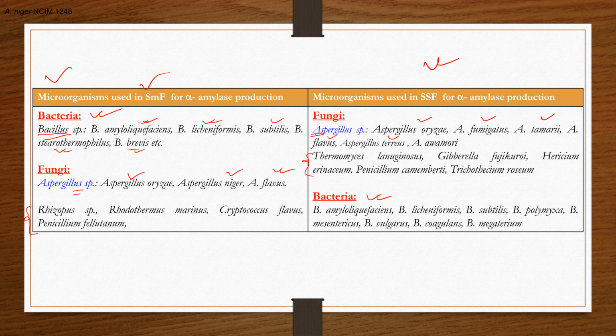Examples of bacteria used for alpha-amylase production in SSF are Bacillus amyloliquefaciens, licheniformis, subtilis, polymyxa, mesentericus, Bacillus bulgaricus, Bacillus coagulans, and Bacillus megaterium. So these are the different examples of microorganisms used in SMF condition and SSF condition for alpha-amylase production.